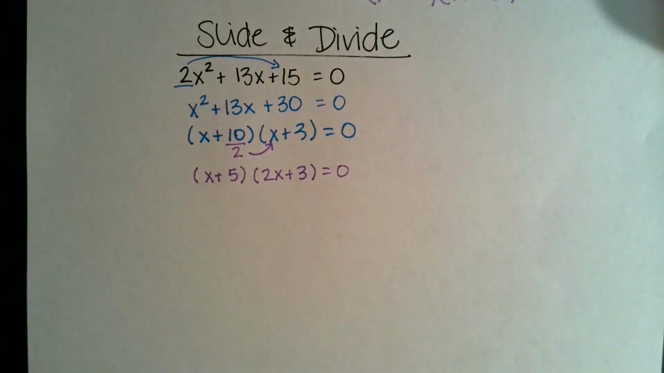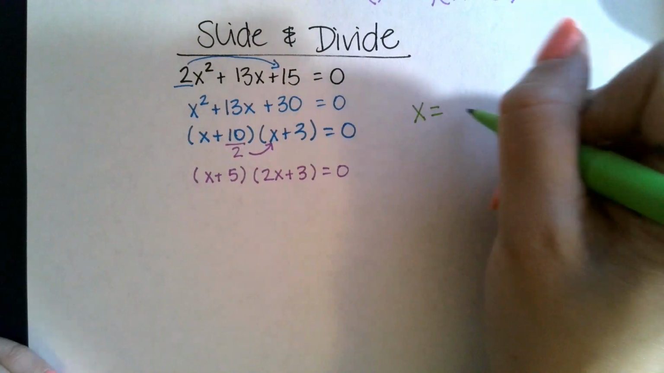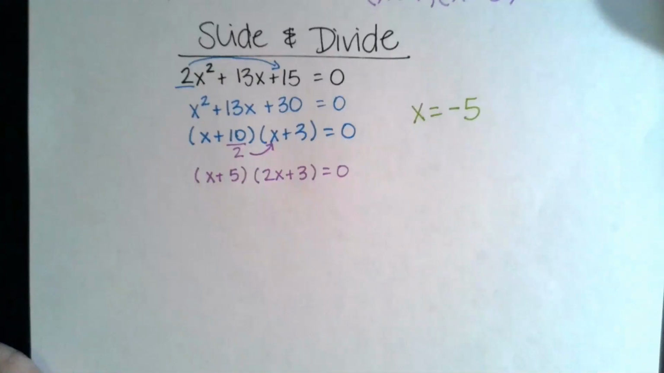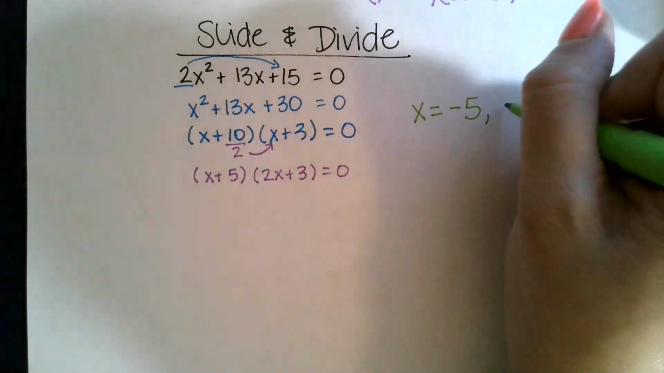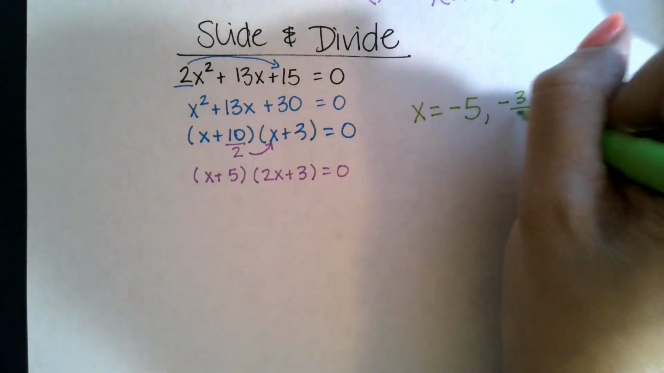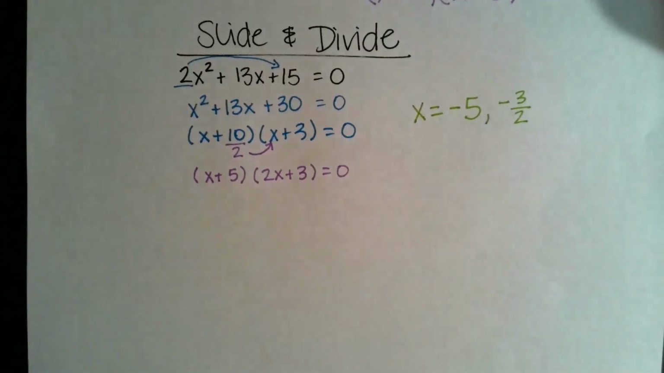equals 0. Which means that we have solutions of our opposites, right? So negative 5 and negative 3 over 2. Or negative 1.5.